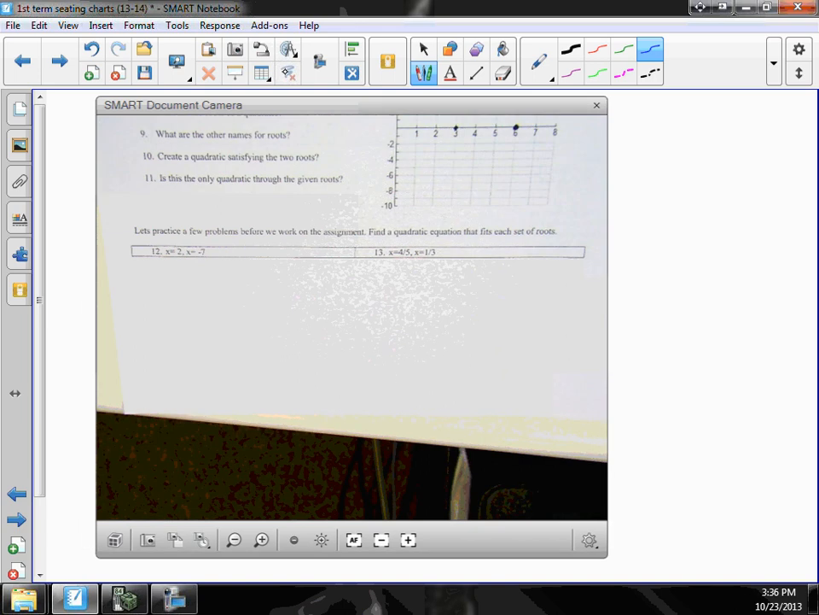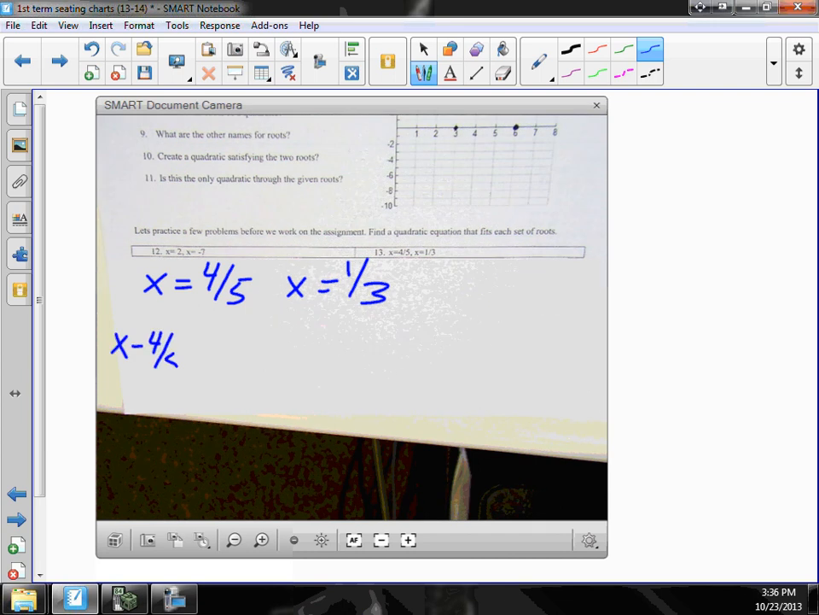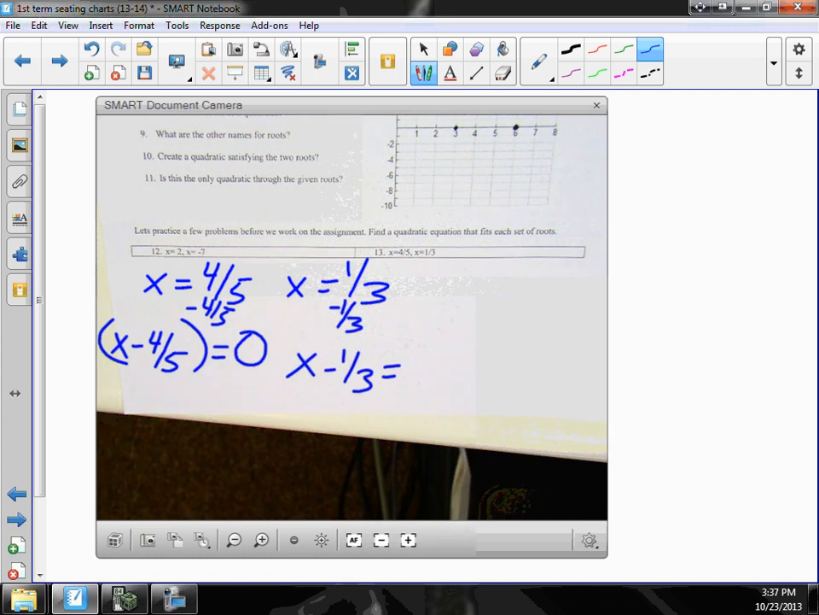So my roots are x equals 4/5 and x equals 1/3. I set them both equal to 0, and I get the factors x minus 4/5 equals 0 by subtracting 4/5. And over here I'm going to subtract 1/3, and I get x minus 1/3 equals 0. And multiplying these looks really hard, but you can just use your calculator to do it.